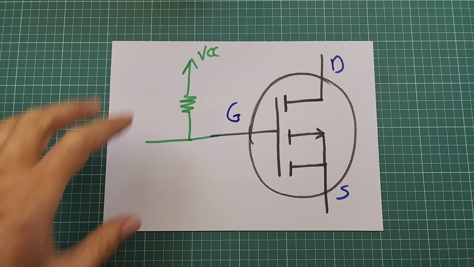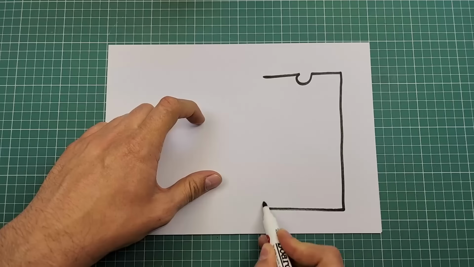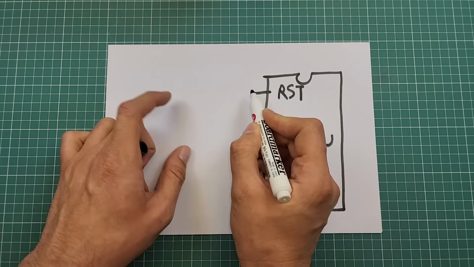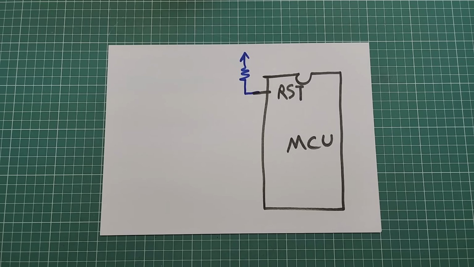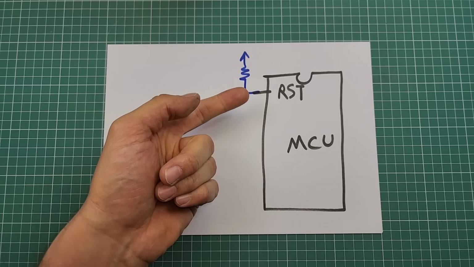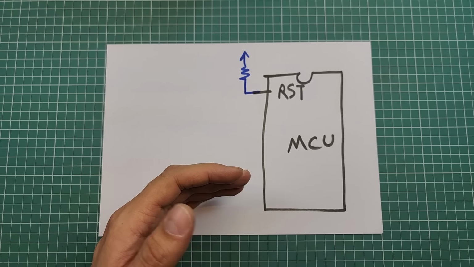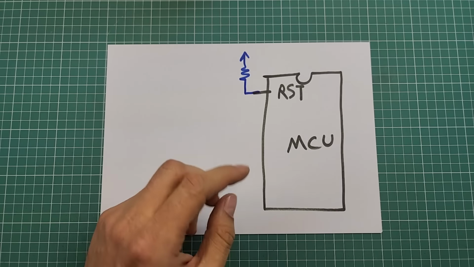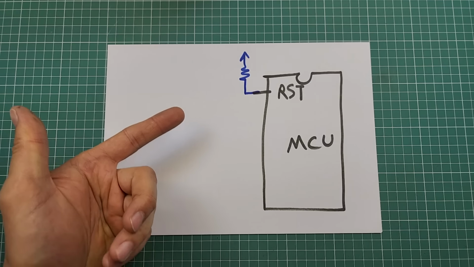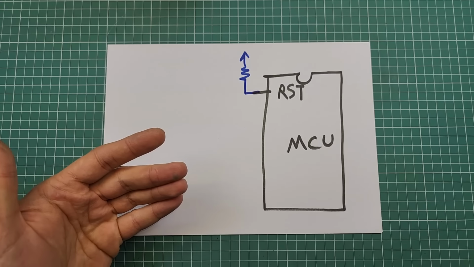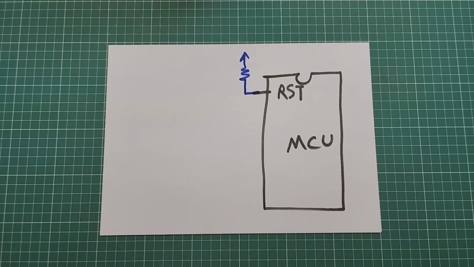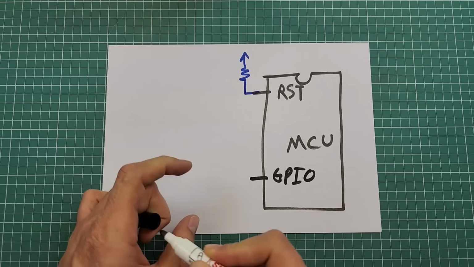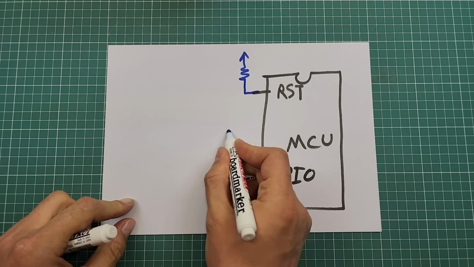Because if the gate pin voltage is not determined, it's likely that it gets noise and turns on and off unpredictably. The reset pin of microcontrollers is usually active low, meaning that by sinking them, the microcontroller will reset, and by sourcing them, the microcontroller will work normally. To ensure that the microcontroller will work normally, we need to add a pull-up resistor to the reset pin.